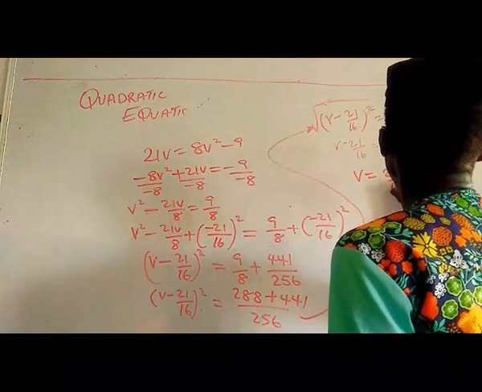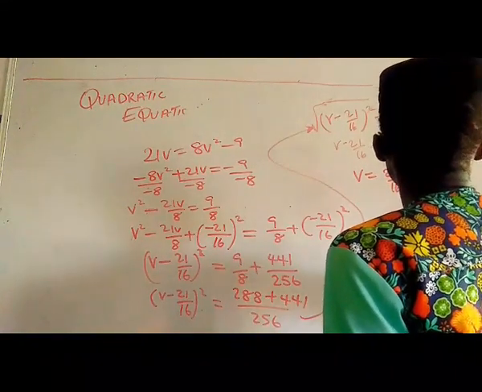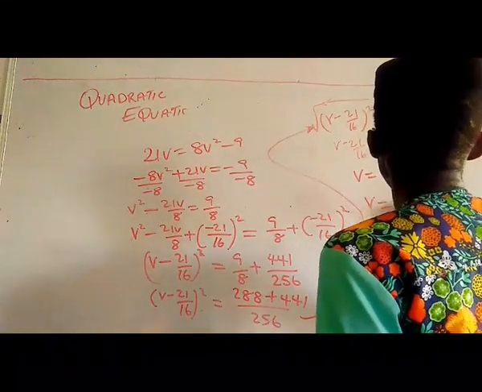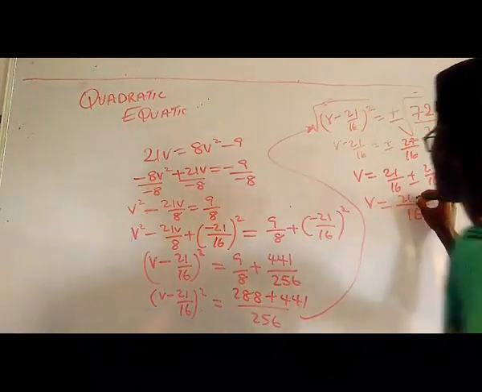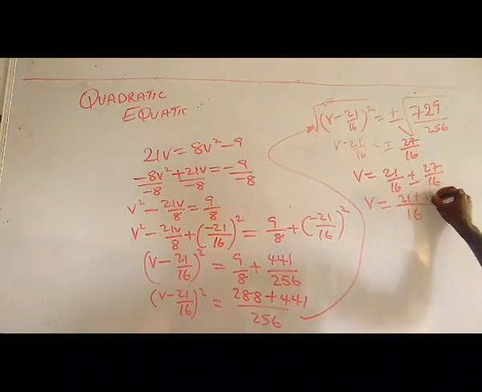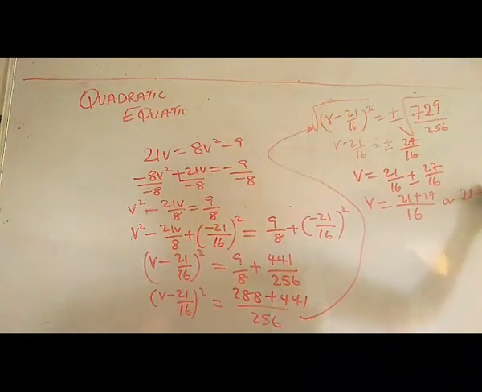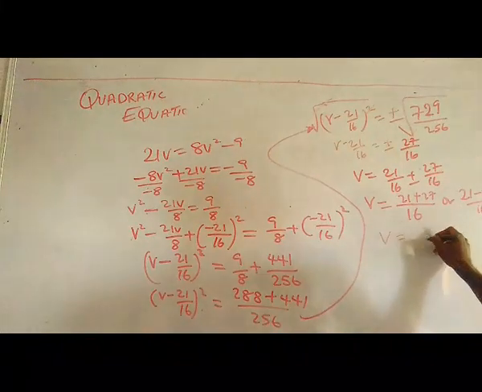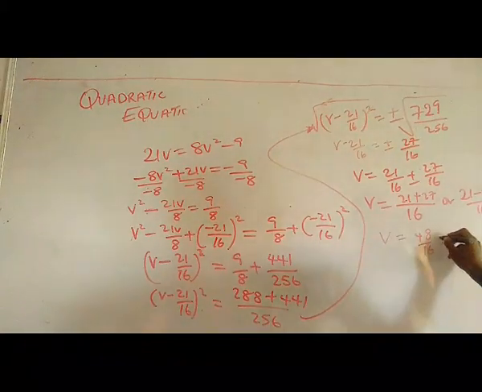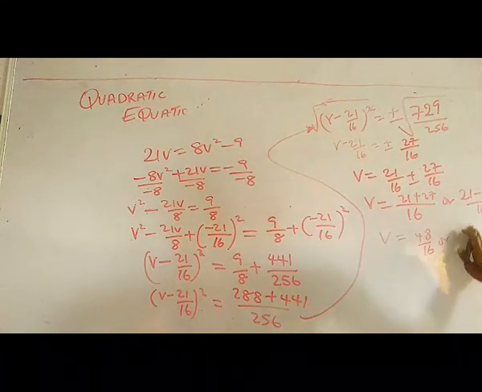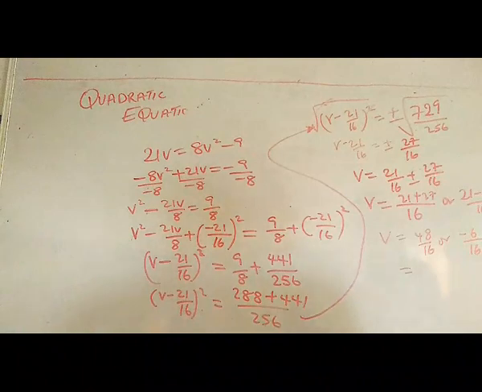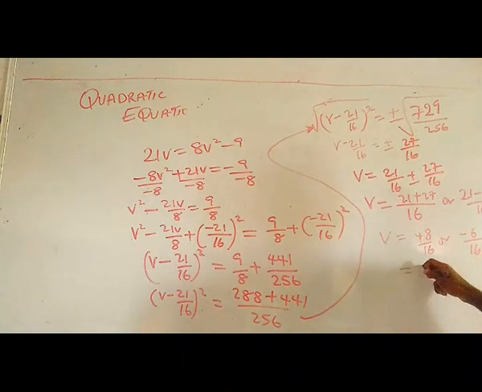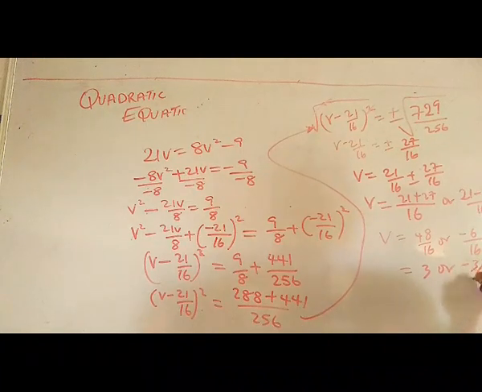So v minus 21 over 16 equals plus or minus 27 over 16. So v is equal to 21 plus 27 all over 16, or 21 minus 27 all over 16. v is equal to 48 over 16, or minus 6 all over 16. So how many 16s do we have here? We have 3, or minus 3 over 8.